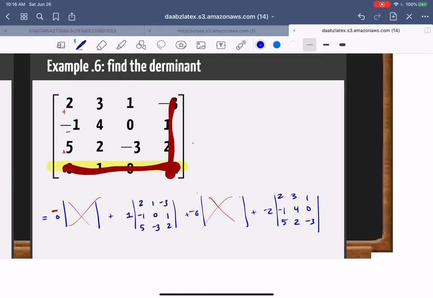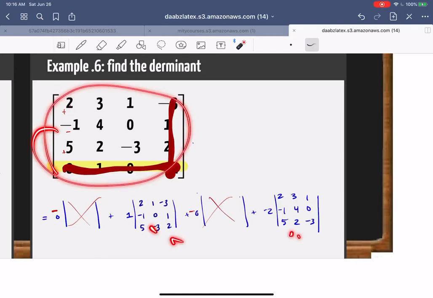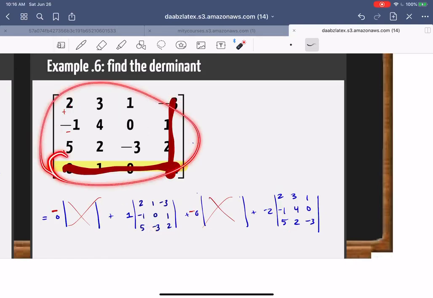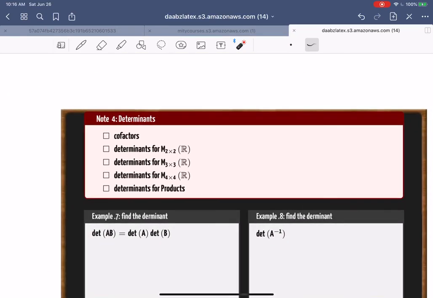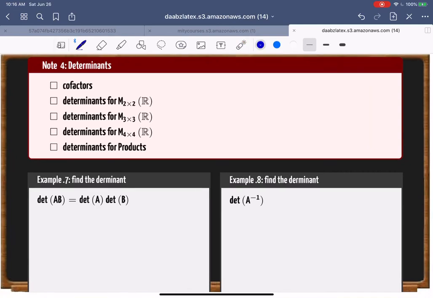And so what we've done is we've reduced the 4x4 determinant into a couple of 3x3 determinants. Okay, still not the most fun thing in the world, but it's kind of easy. So that gives you the story on determinants. Okay, it tells you what a cofactor is, how to do 2x2 determinants, how to do 3x3, how to do these ones.